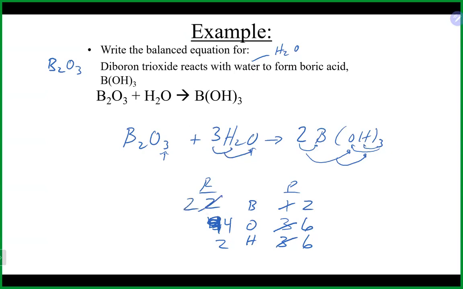Going to give us 2. Going to give us, for our oxygen, 3 here. Also 3 here, which is 6, and 6 for the hydrogen. So in this case, by fixing the hydrogen, it also fixed the oxygen, which is also very common when you're balancing equations. When you fix one thing, it may also fix some other element as well. Any questions on that one there?